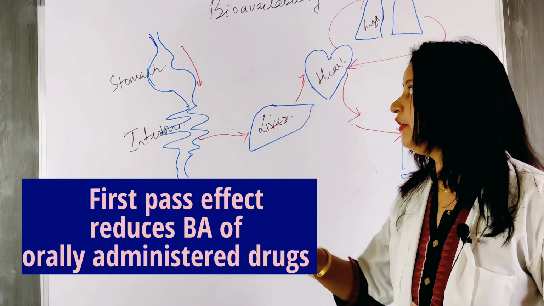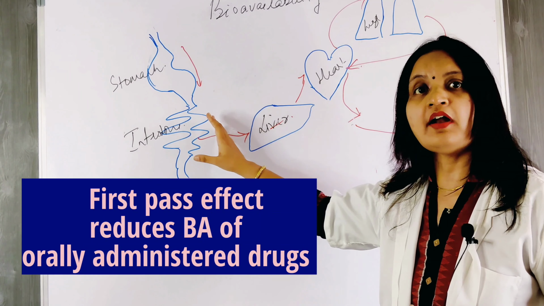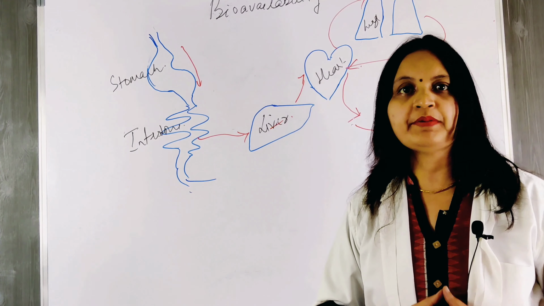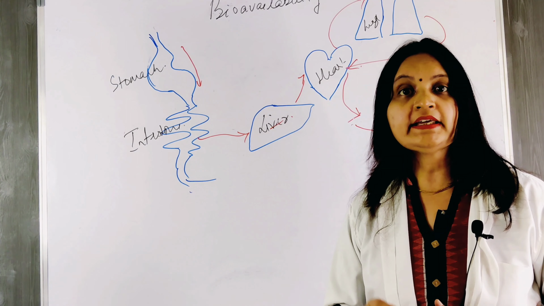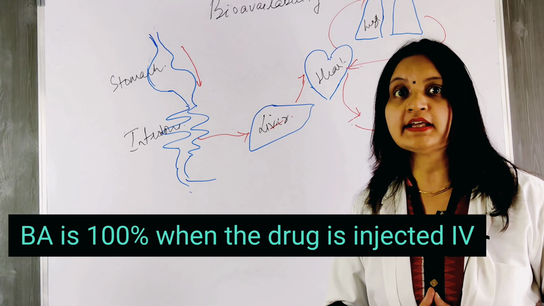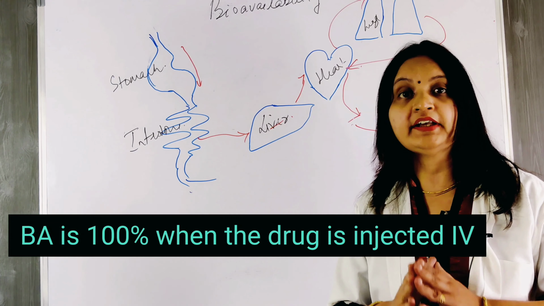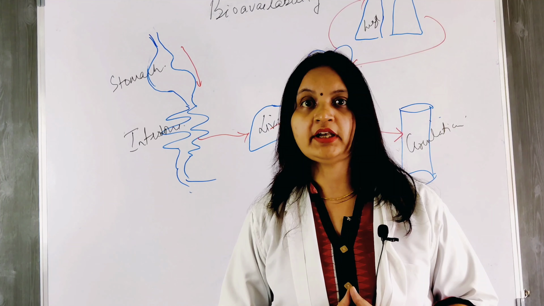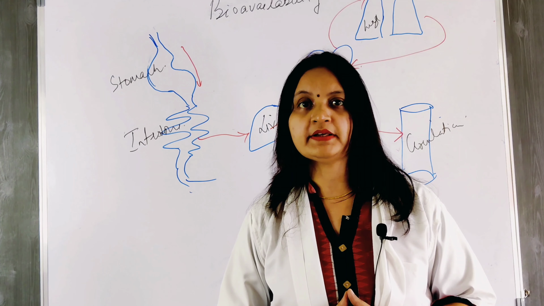So let's say 100 molecules of the drug are ingested. So 50 molecules are destroyed on the way to the circulation and the remaining 50 reach the systemic circulation, and bioavailability is 50%. Bioavailability is 100% in case of drugs that are injected intravenously, as the drug is directly delivered into the systemic circulation.